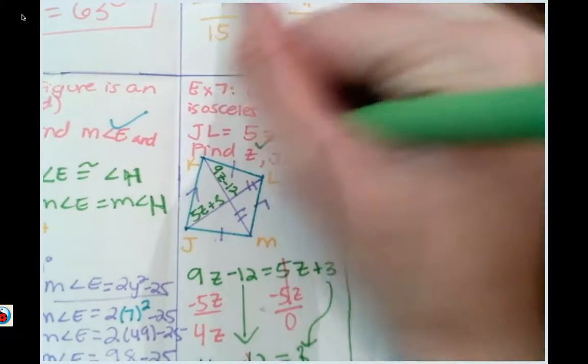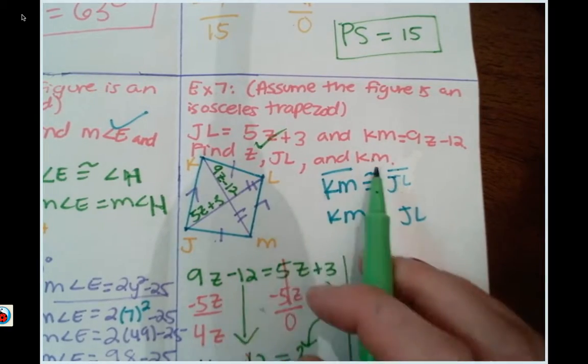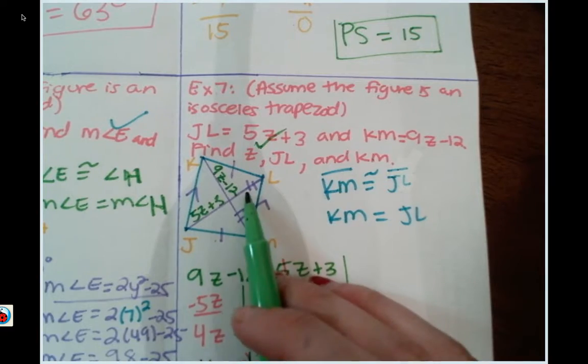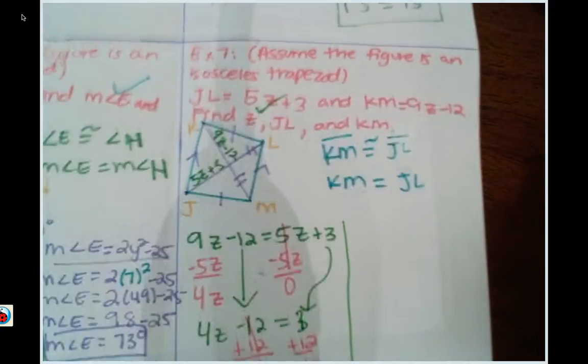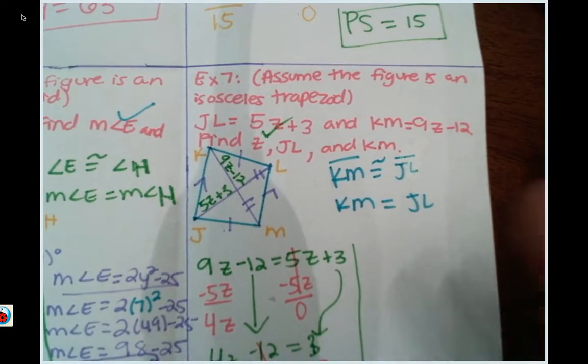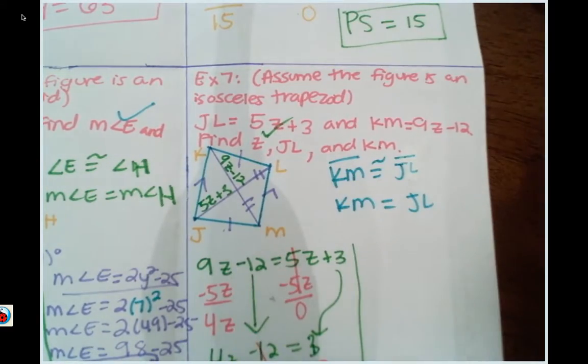Bam! So now we need to find JL and KM, which have z's in them. So I can just substitute in the z value to help me find the diagonal. And if I do this correctly, you guys, the diagonals should be equal to each other because the diagonals are congruent. Alright, so let's get going.